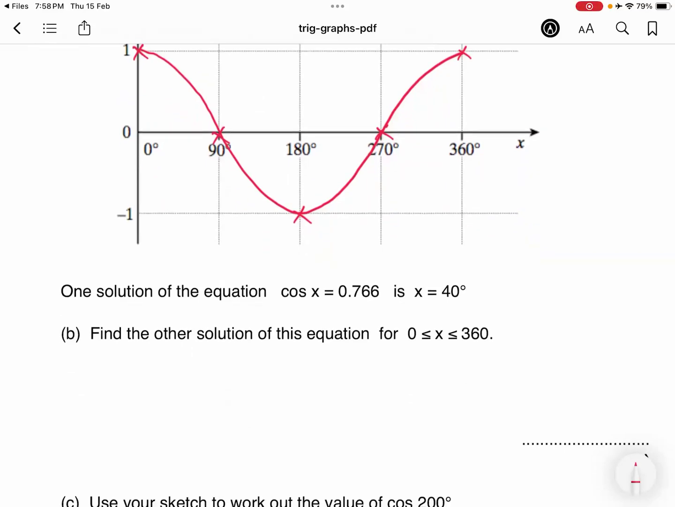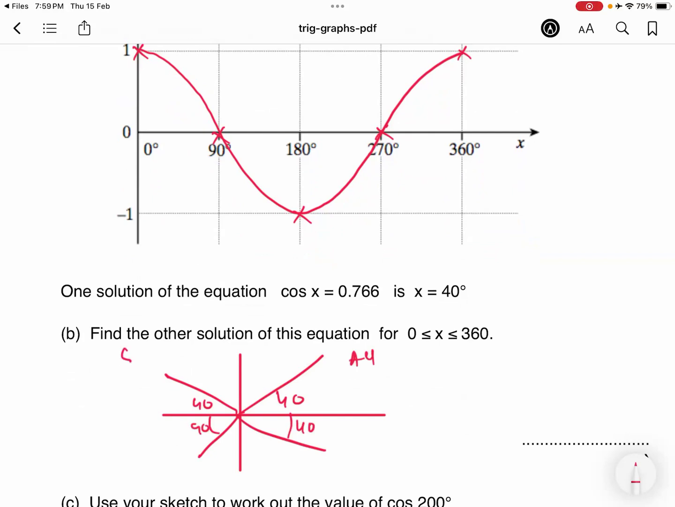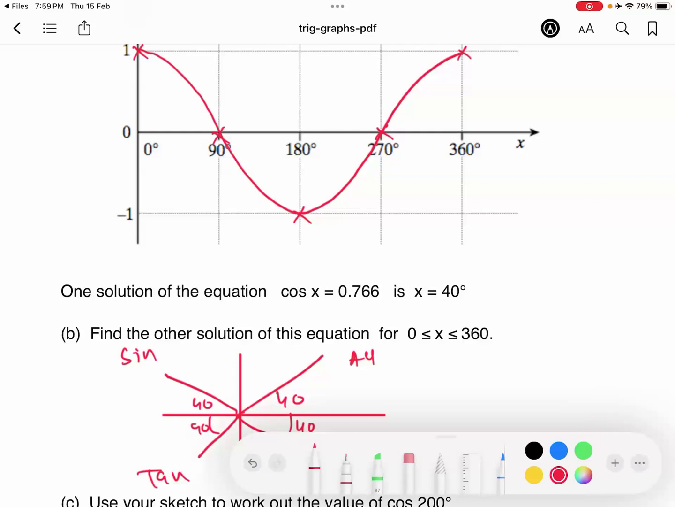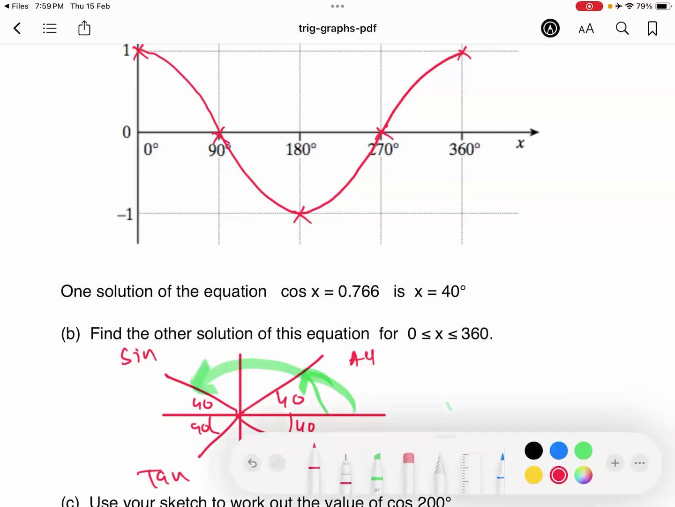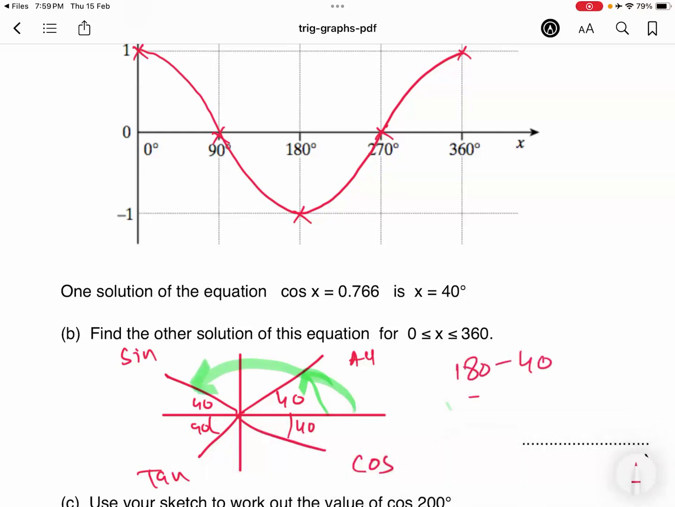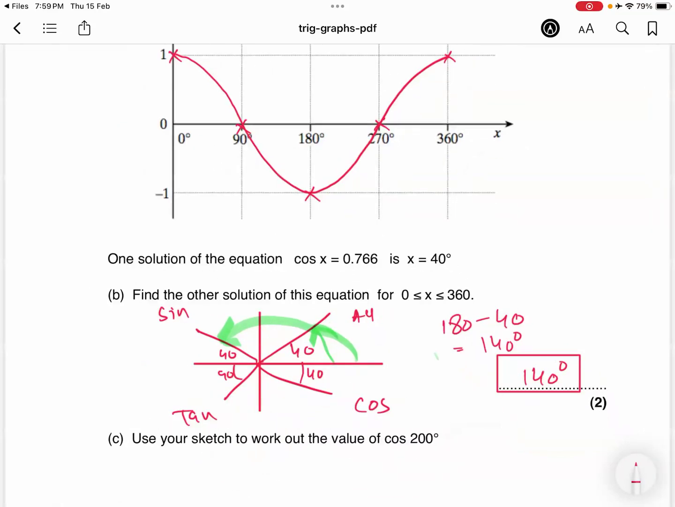Find the other solution of this equation. They say that x is equal to 40. So draw 40 here. All sine, tan, cos. This is positive. Another positive is this one. So 180 minus 40 is equal to 140 degrees. Got it?